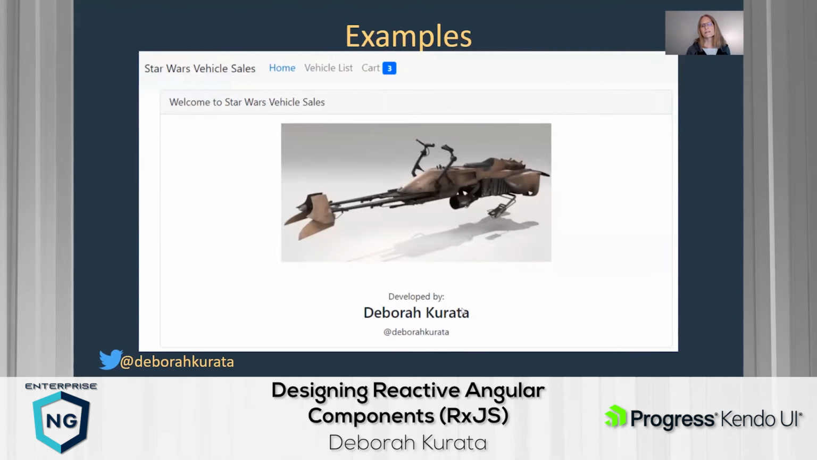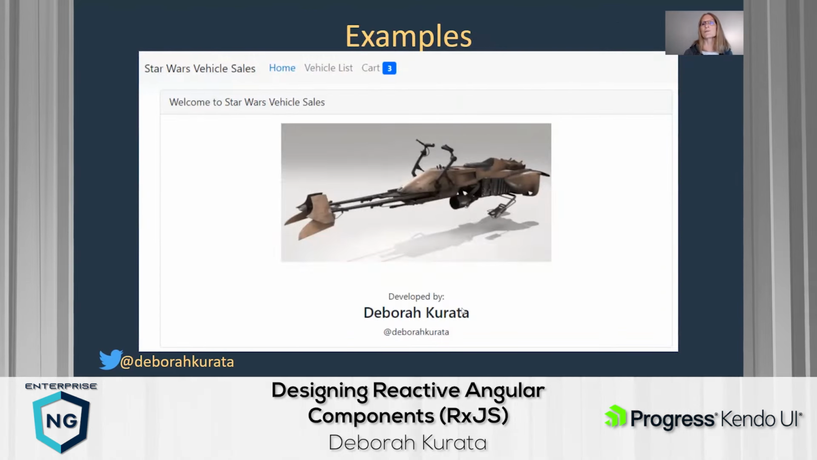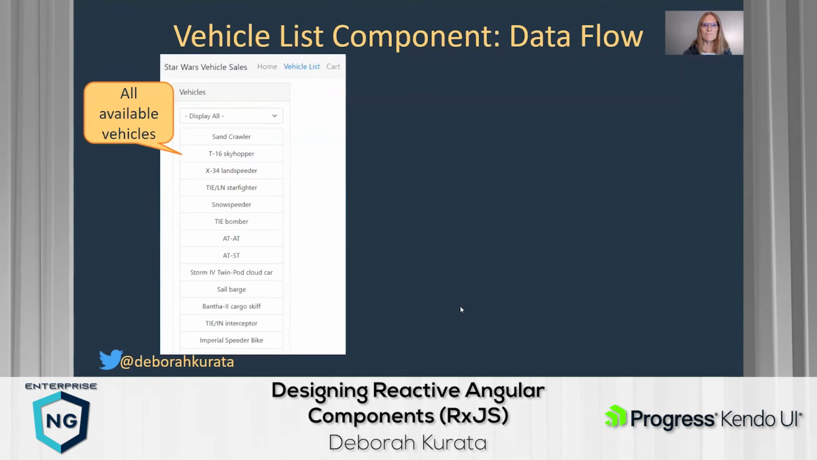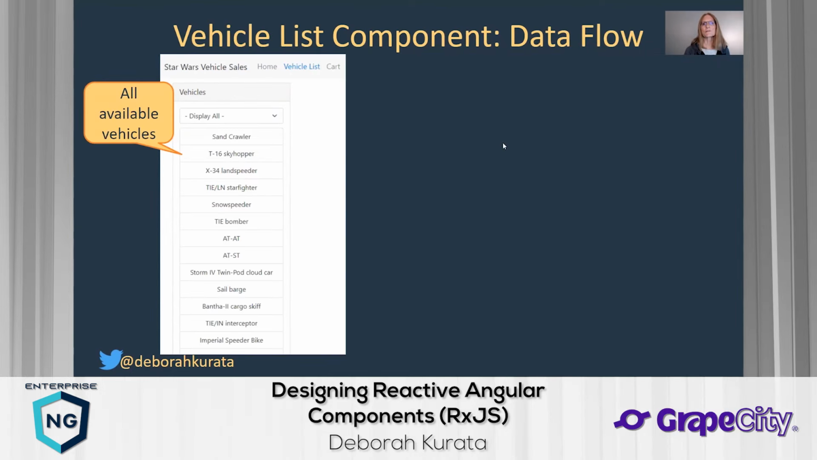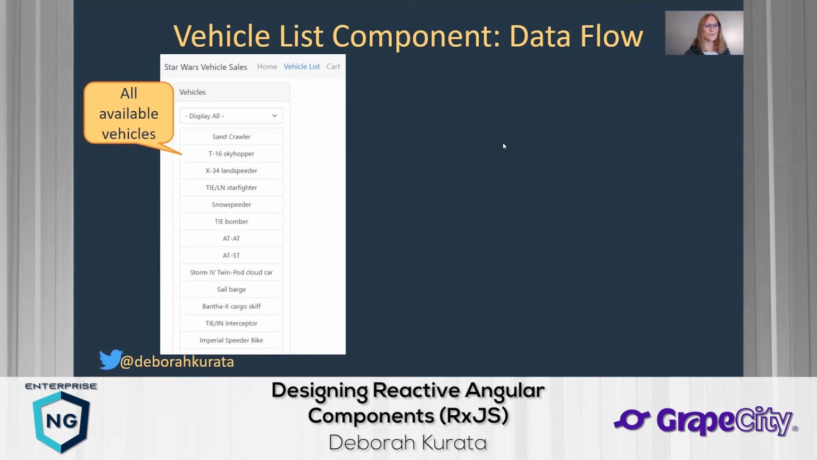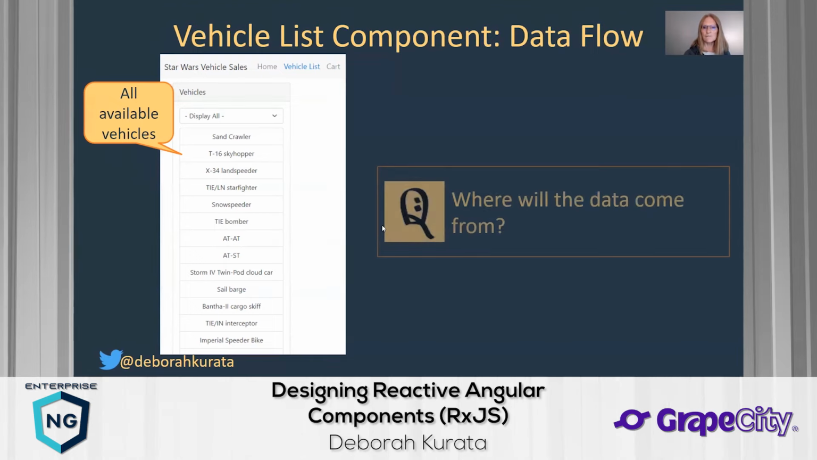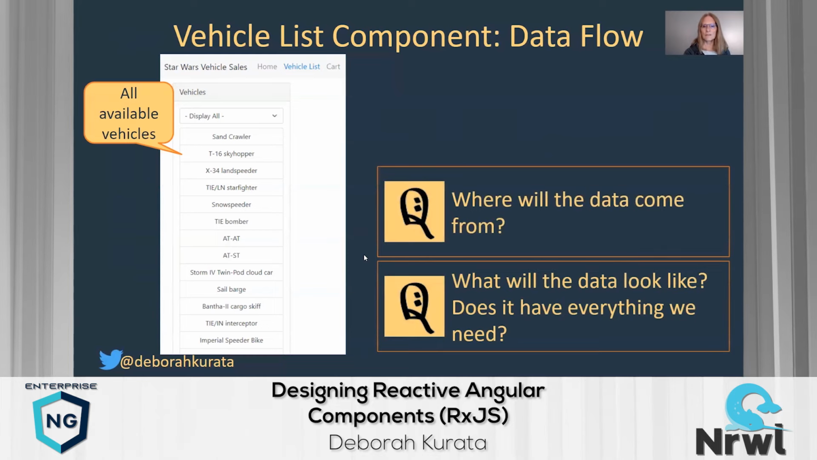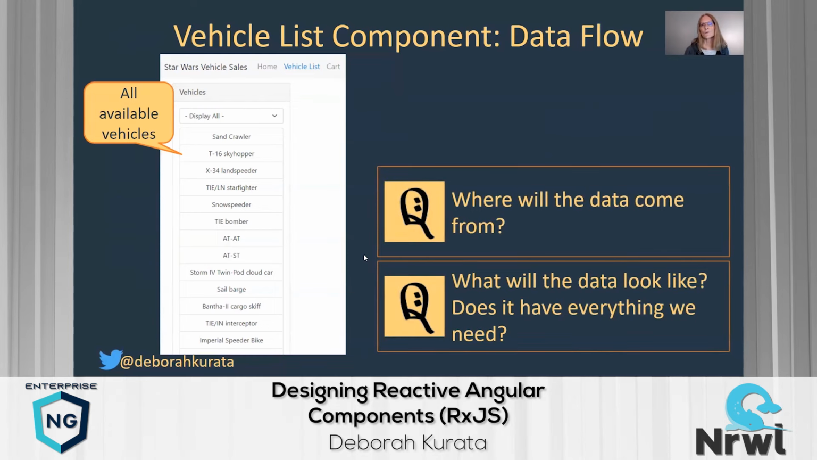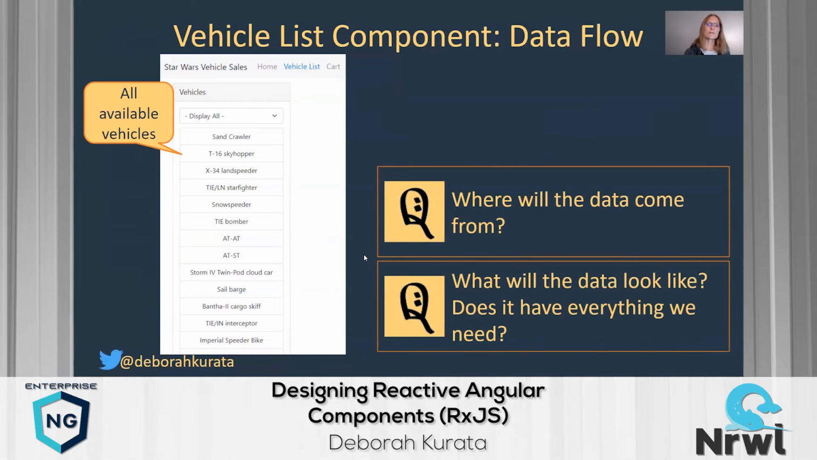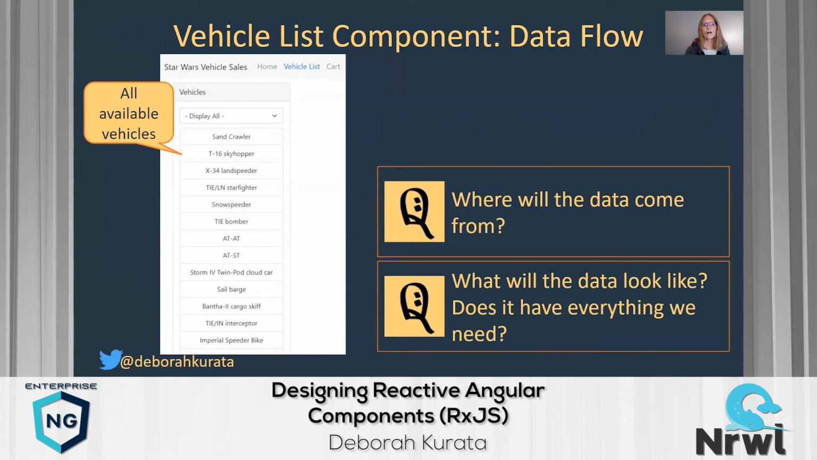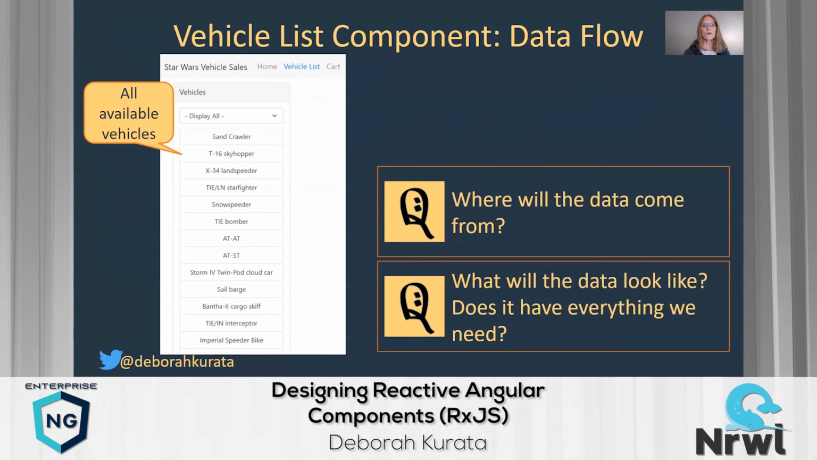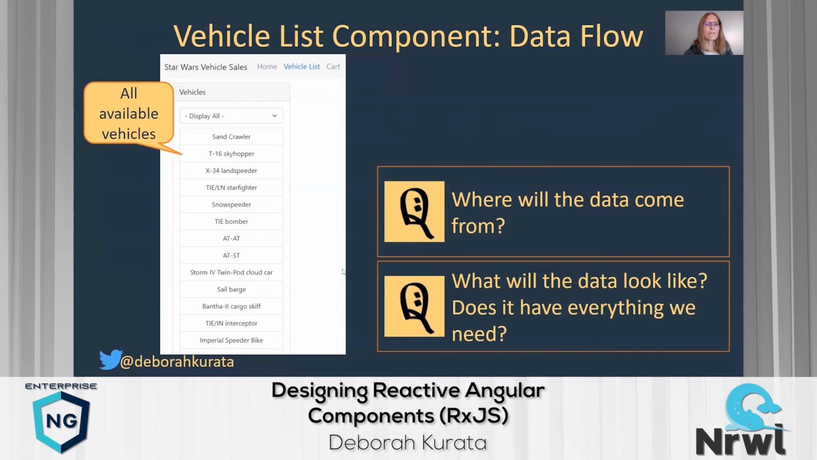Let's work through designing these components, again, using our example application. Let's start with our vehicle list component and look at its data flows. First of all, it needs all available vehicles. Where will that data come from? What will it look like? Does it have everything we need? Well, in this particular case, we are getting all of the vehicle detail when we display the list.